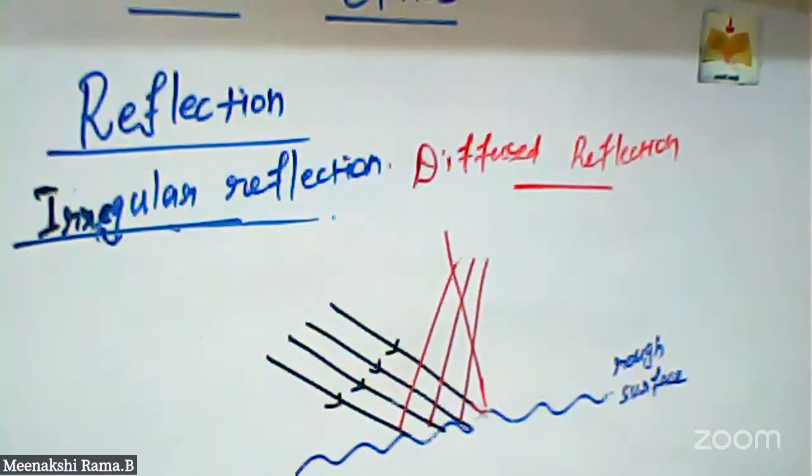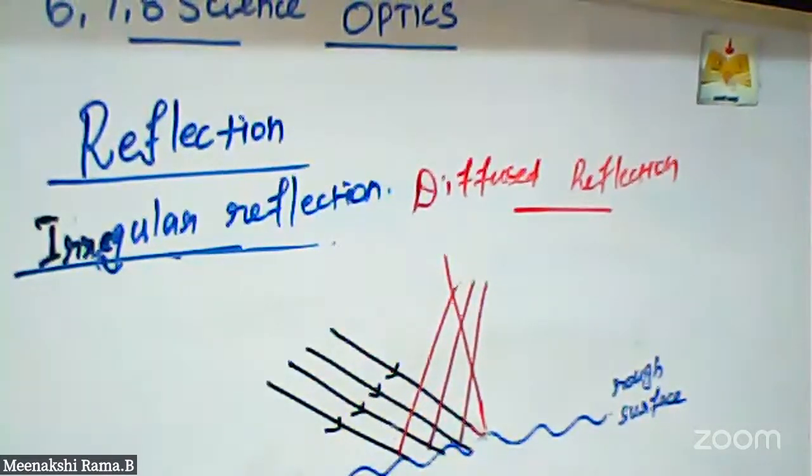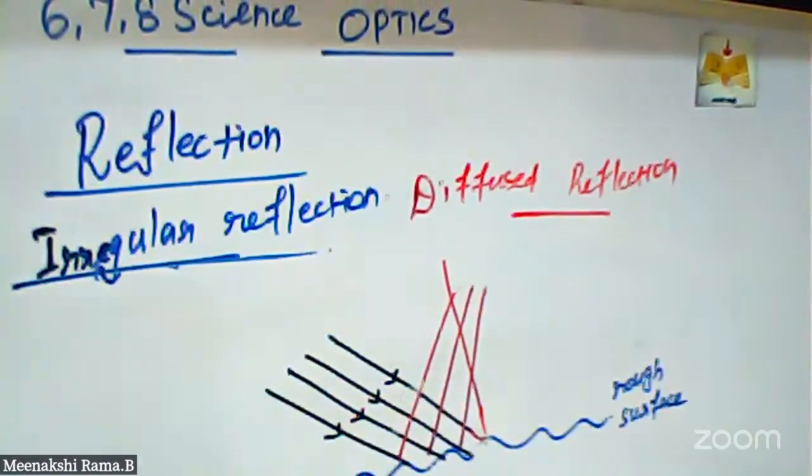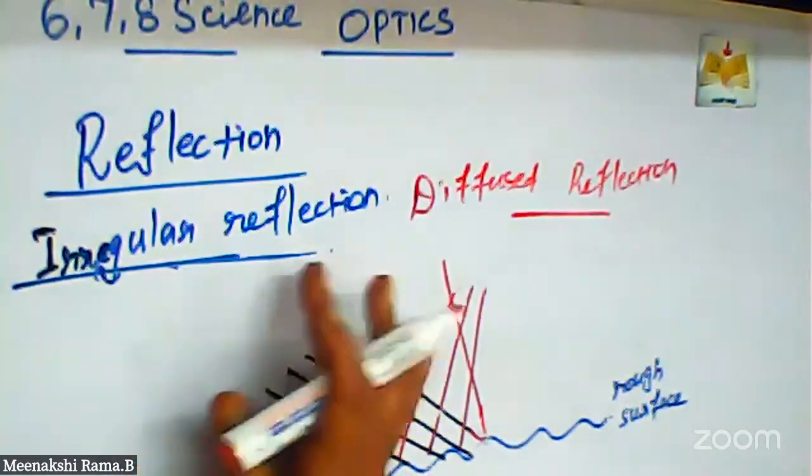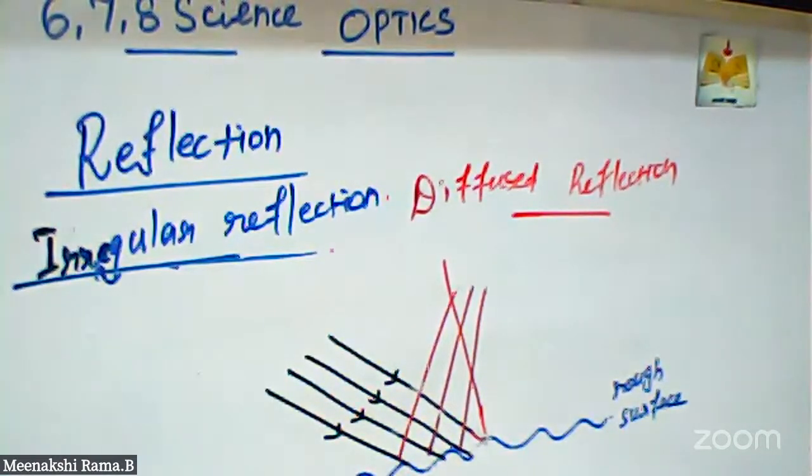So there are two types of reflection. One is regular, and the other is irregular or diffused reflection. Regular reflection means the light falls on a smooth surface, and the reflected rays will be parallel to each other. But irregular reflection means light falls on a rough surface, and the rays are reflected at different angles. So this is the concept of regular and irregular reflection. The law of reflection is obeyed in regular reflection. In irregular or diffuse reflection, the law of reflection is not obeyed.